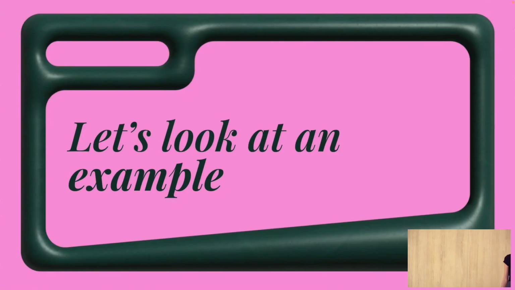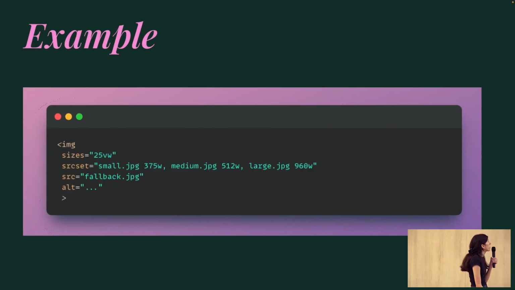So let's look at an example, because that sounds maybe a bit abstract. Here we have our familiar image tag, but it has some new attributes that maybe you're less familiar with. The sizes attribute here, 25vw, is an indication we give the browser of how wide our image will be in the layout.